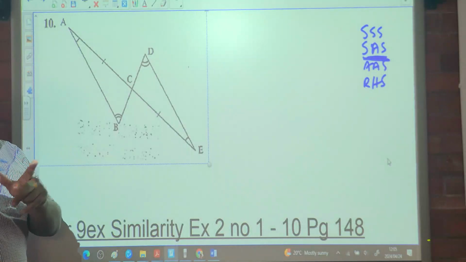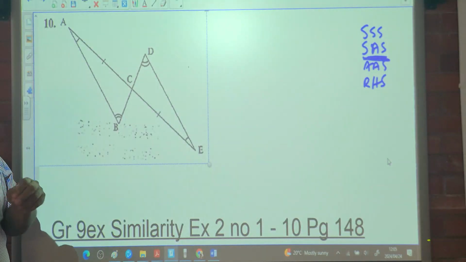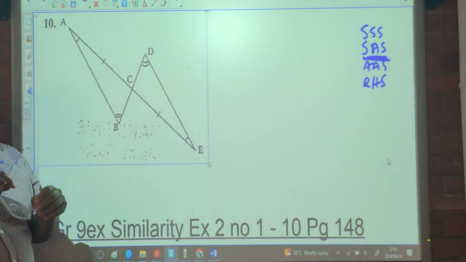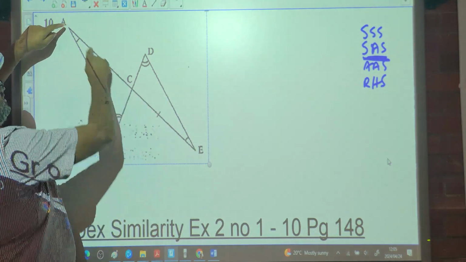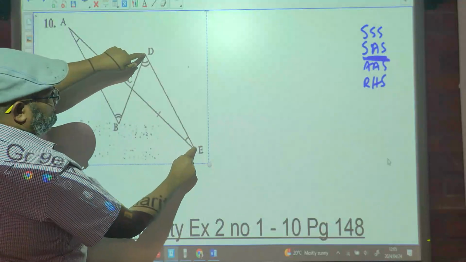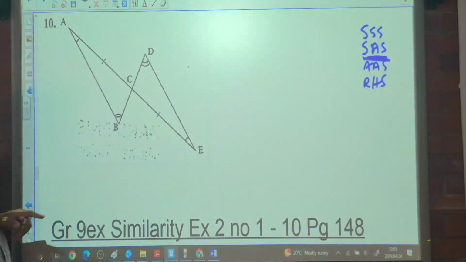It is in both triangles. It's the same length in both. The length is used twice. But this length is not used twice. Part of that length is used in this triangle, and part of the length is used in that triangle. So I can't say AE is a common side. Okay?